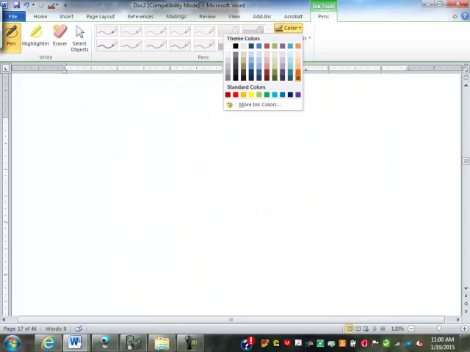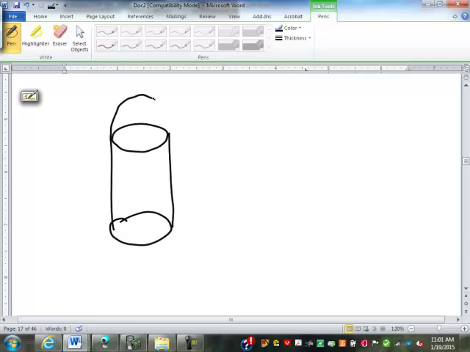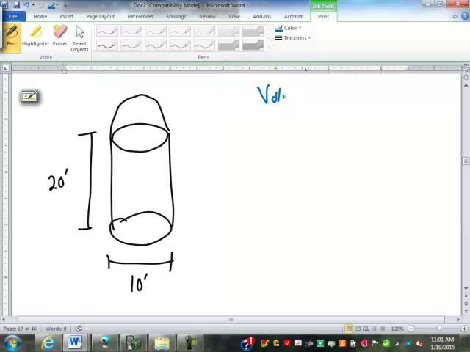Okay. So now that we've covered that, that's pretty simple. Let's take a look at something like this. Say it's like a silo with a half sphere roof on it. Let's say this is 10 feet here, 20 feet tall. I want to find volume and surface area.